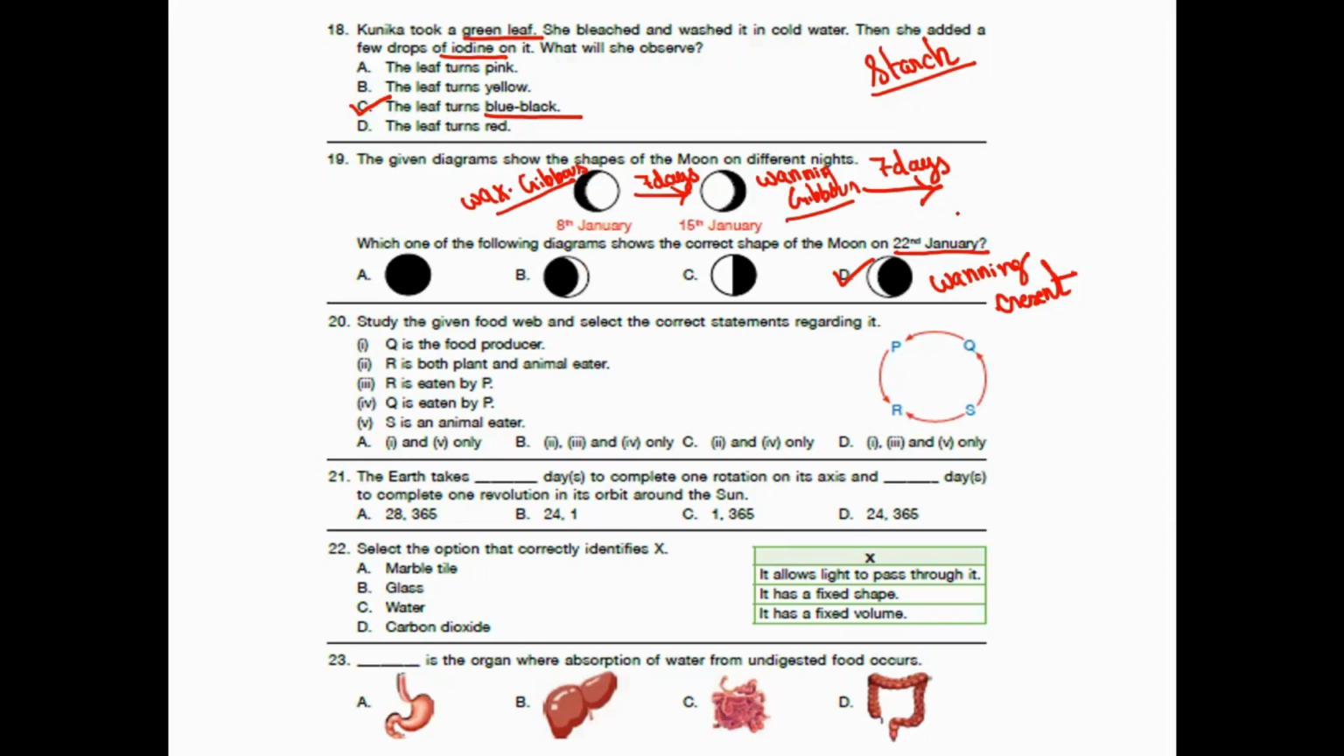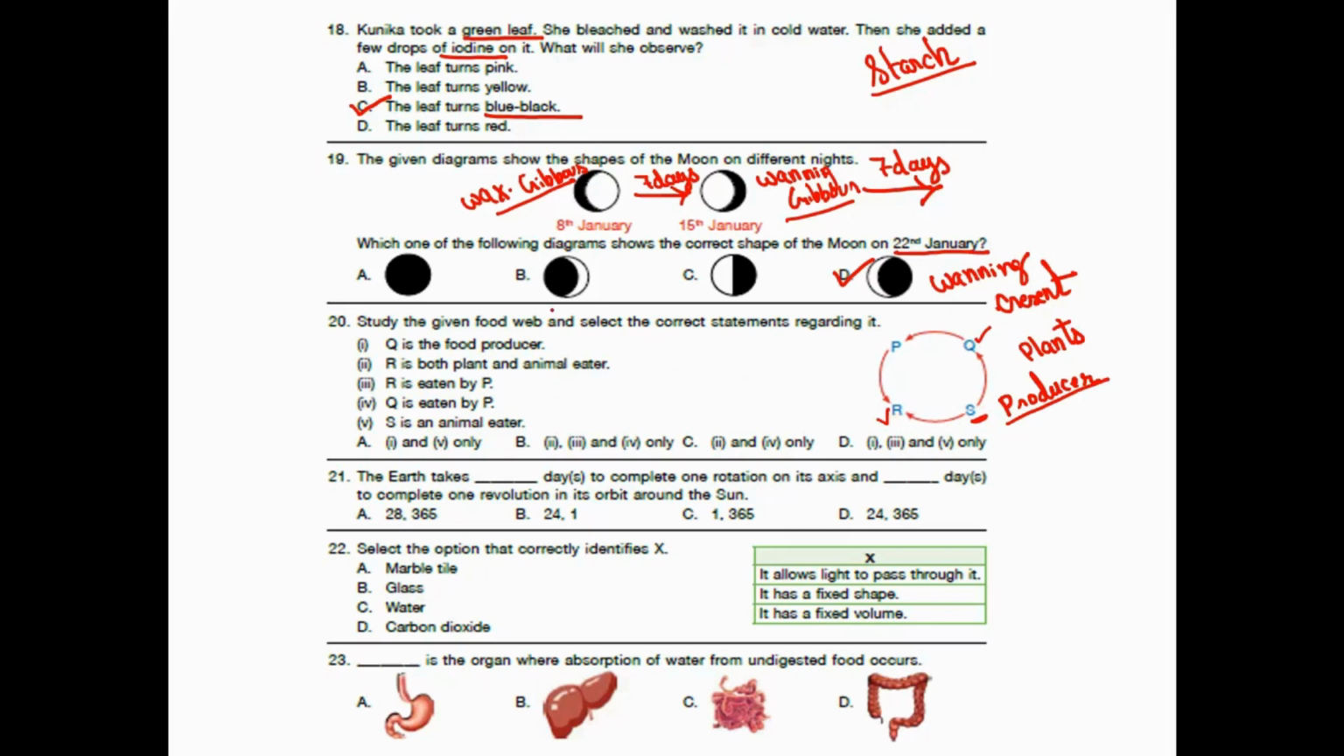Okay. Now we come to question number 20. Question number 20 says, study the given food web and select the correct statement regarding it. Here we have a food web. Here we can see that S is the producer. Why are we calling it a producer? Because S is being eaten by Q and S is being eaten by R, right? And as plants are the producers, S can prepare its own food. So it does not depend on any other organism for food, right? So S is the plant or the producer, and S is being eaten by Q and R, right?